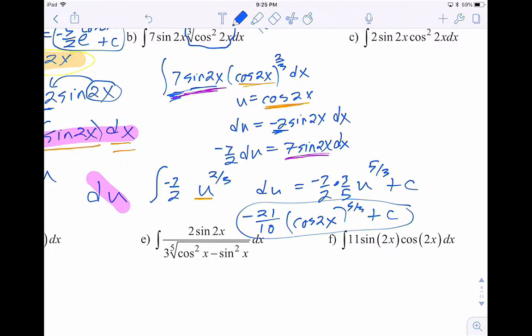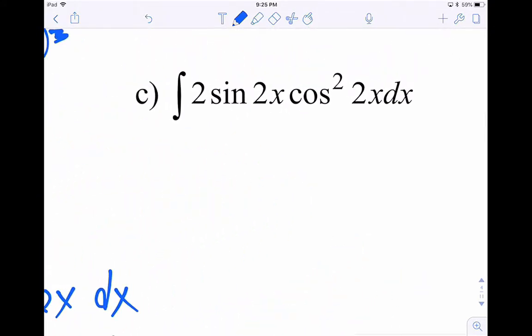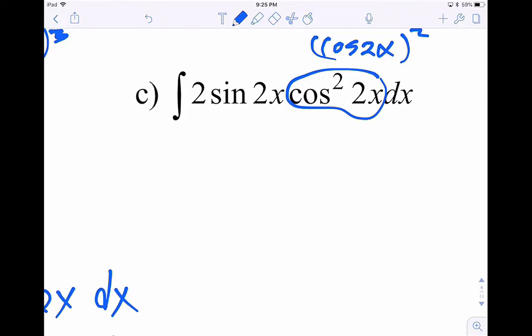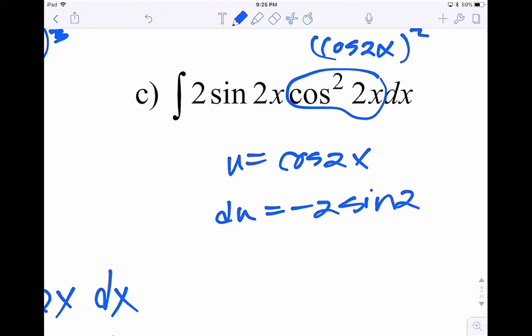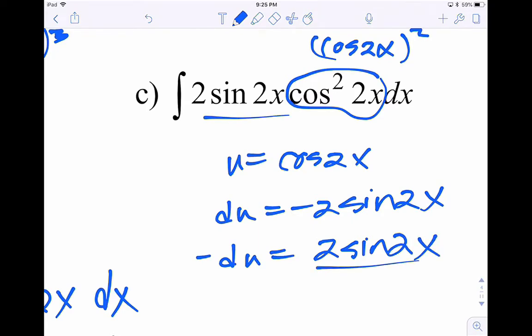Nice? Maybe not, but hopefully it's getting a little bit better. And over and over and over again we do this. Okay, next one, same thing. You want to think of this cosine squared as really the same thing as cosine of 2x quantity squared. So when I do my u-substitution, u is cosine of 2x, and then du is negative 2 sine 2x, but I don't want negative 2, I actually just want positive 2, so I move the negative over. I got a nice swap right here.